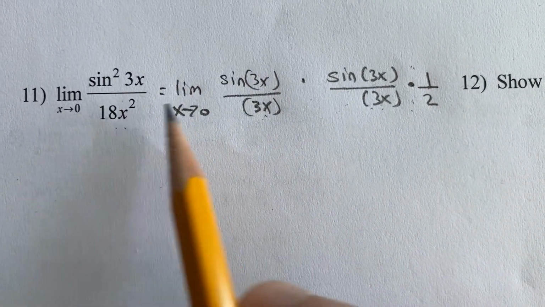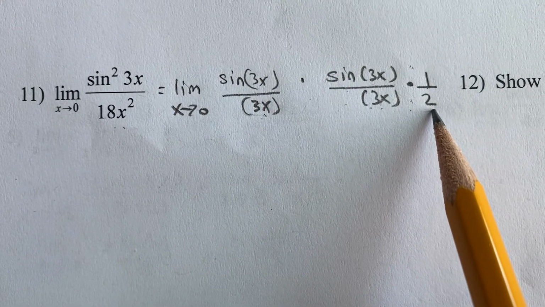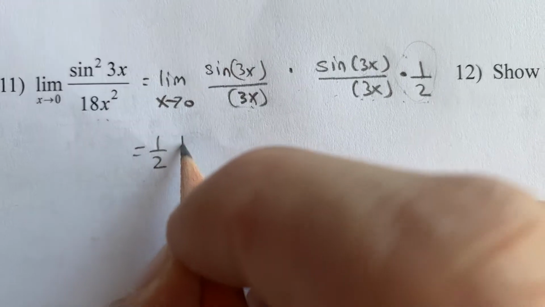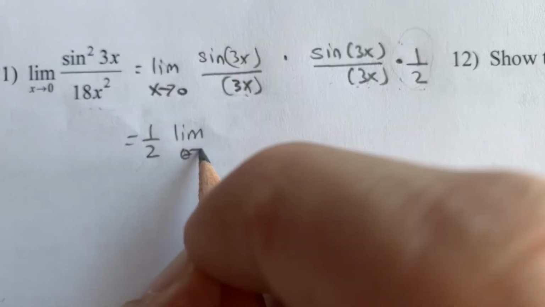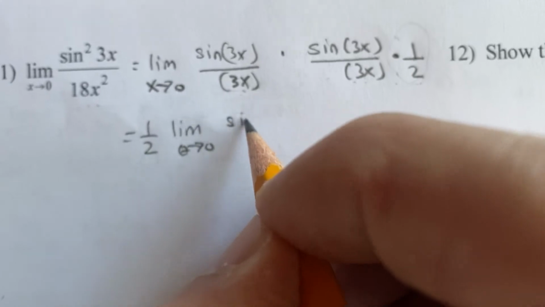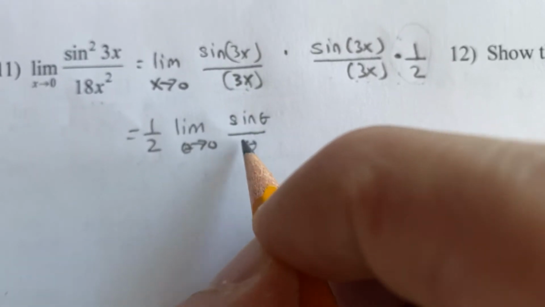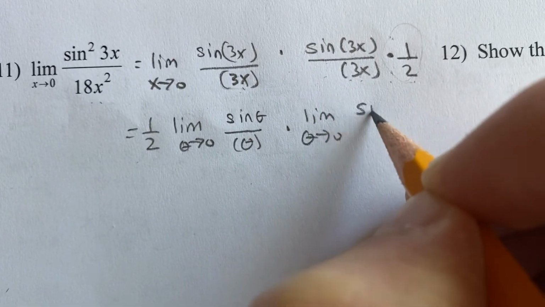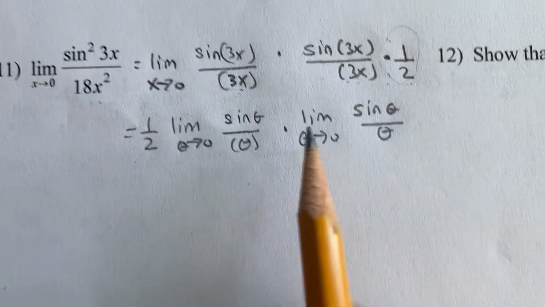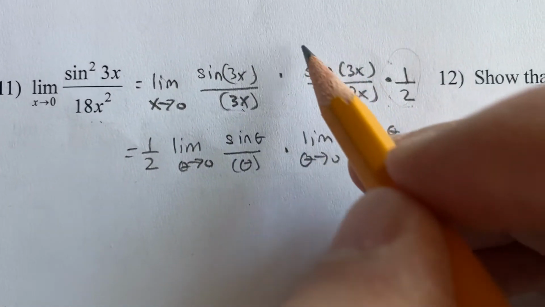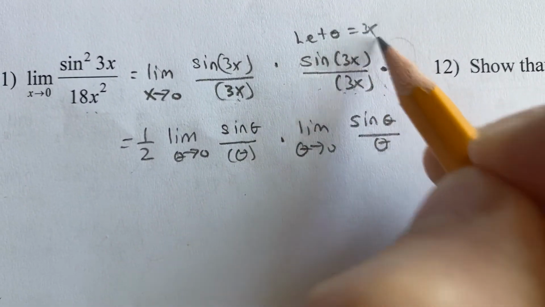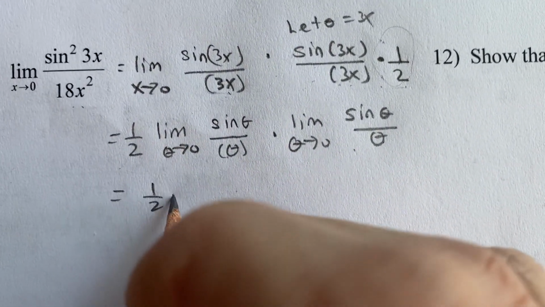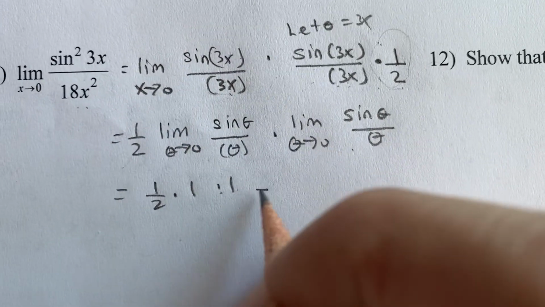So I basically split up this product into individual factors. All right, so you can move this constant out here, right? And then you can use your theta substitution. Limit as theta goes to 0 of sine of theta over theta, times the limit as theta goes to 0 of sine of theta over theta. Okay, so I didn't write this, but theta just equals 3x. Let theta equal 3x. Okay, this goes to 1, this goes to 1. You're going to get 1/2 times 1 times 1, which is just 1/2.